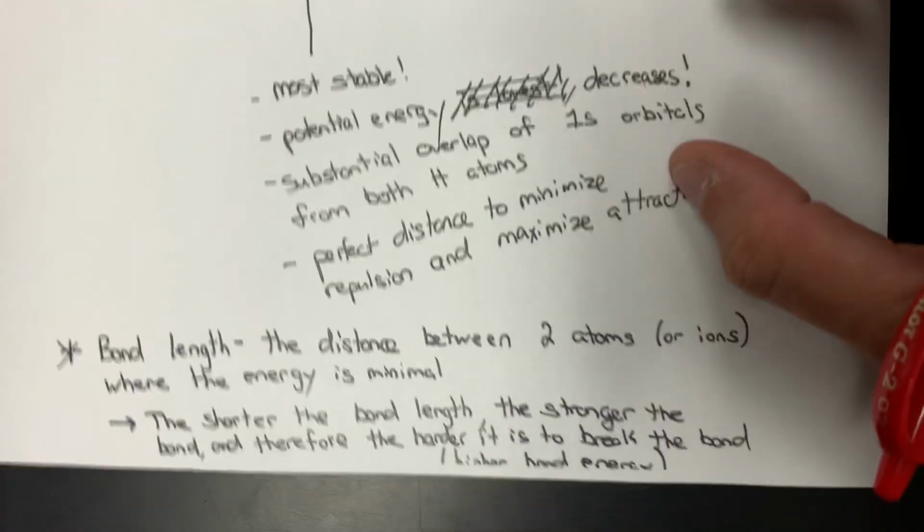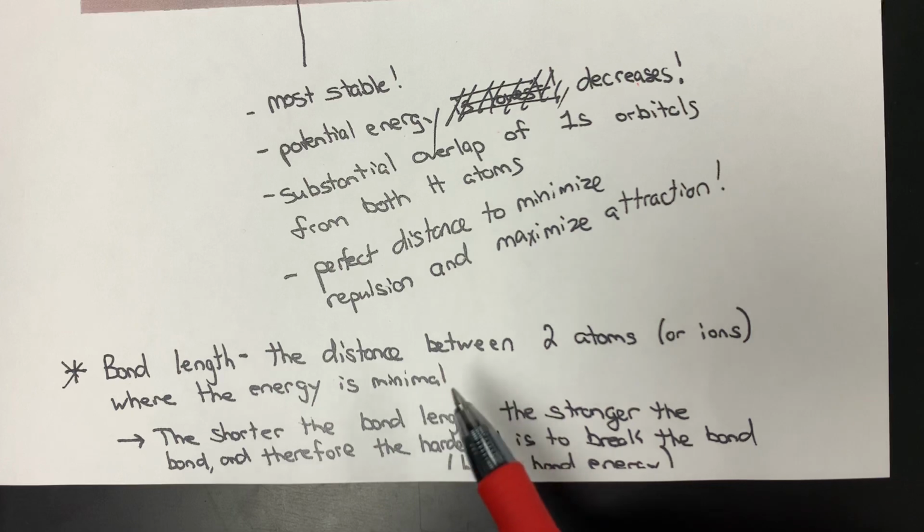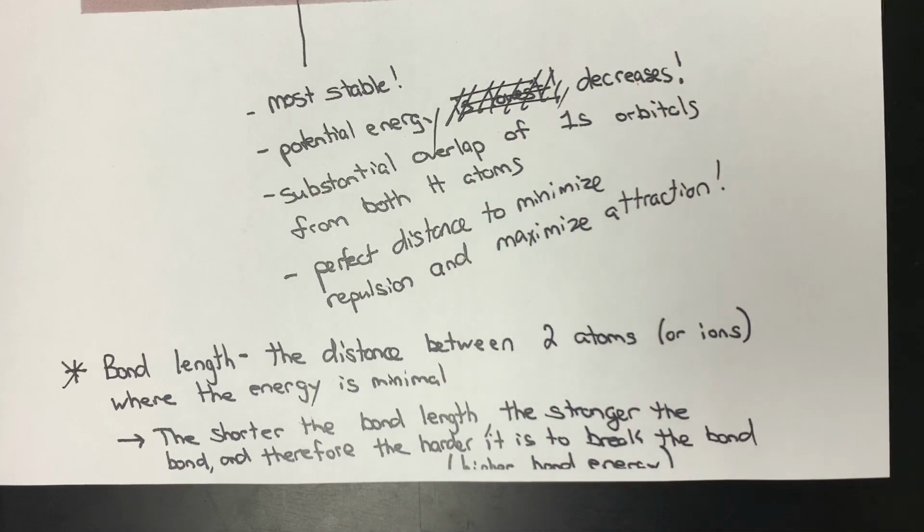This leads us to the concept of bond length. When we talk about bond length, this is literally just the distance between two atoms or ions. We'll get into ionic compounds in our next unit, where the energy is minimal, where there is the greatest decrease in potential energy. We say that the shorter the bond length, the stronger the bond, and therefore the harder it is to break the bond. And this is what we refer to as having a higher bond energy, okay? The stronger a bond is, the more energy it requires to break that bond.